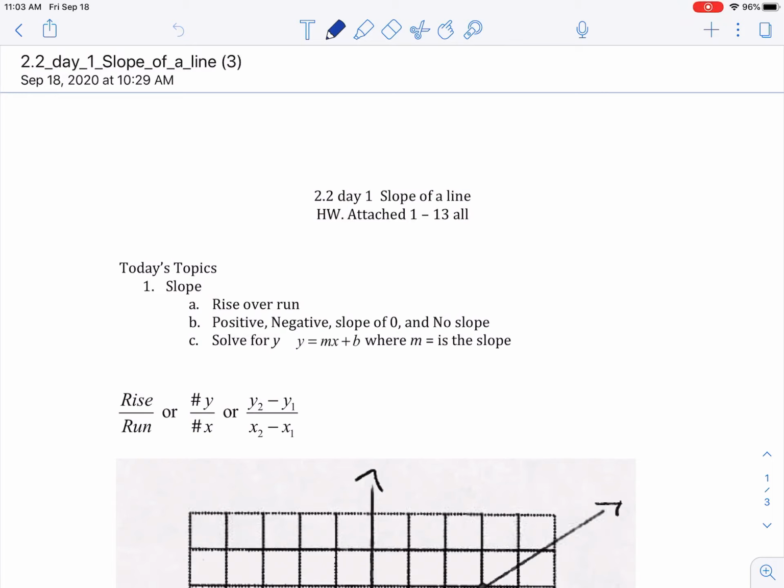Hello, Algebra 2. We're going to finish up the 2.2 slope of the line. I'm just going to go through the whole notes.